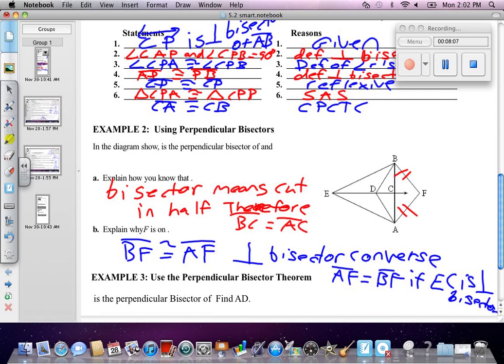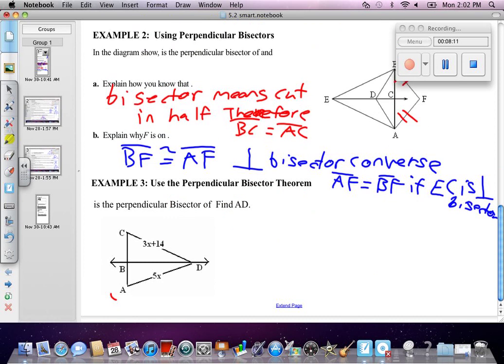Okay, one more. I'm going to move it up so little it's not even going to bother you. Okay.